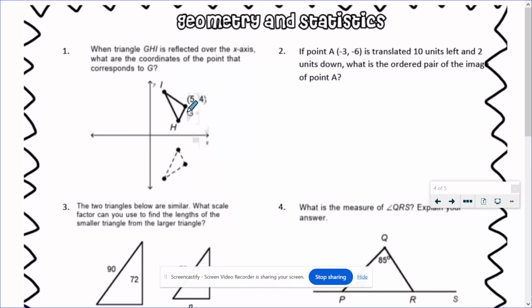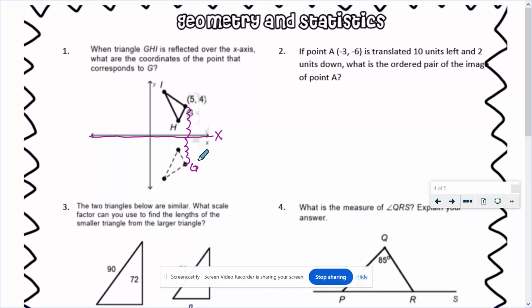So here is the pre-image of G. The image of G would be the one that is reflected over this x-axis here. So here's the mirror that we're looking at. As many spaces as there are above this mirror, we would need to go below to get to G prime. So 1, 2, 3, 4.